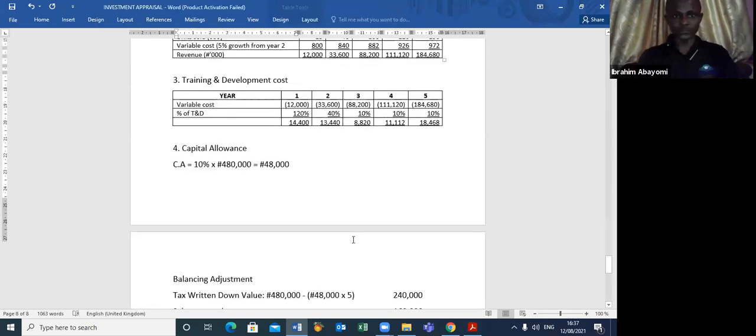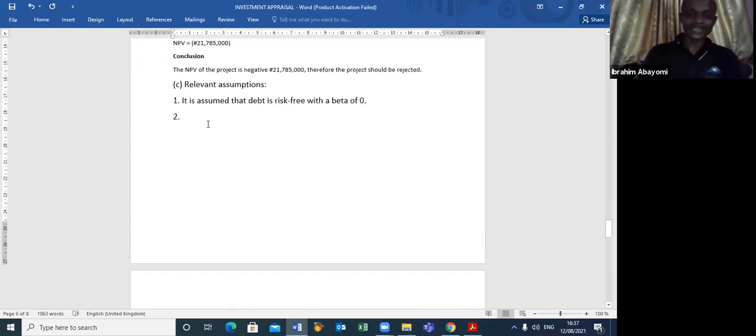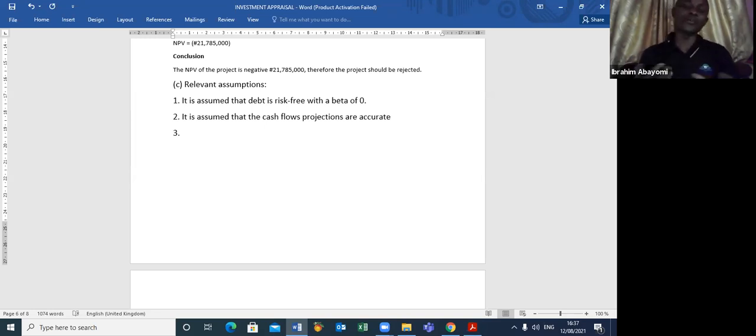Where do we have our assumptions? Sorry, that's assumption number 2. It is assumed that the cash flow projections are accurate. That is my assumption again. You can see that from where am I picking these assumptions? I'm picking it from my own solution, isn't it?